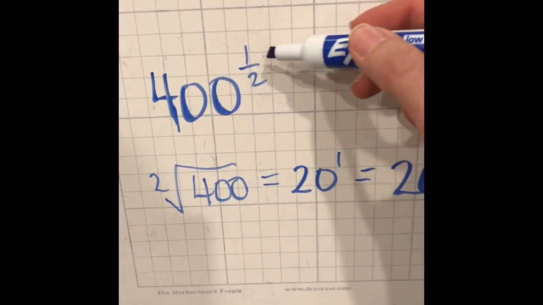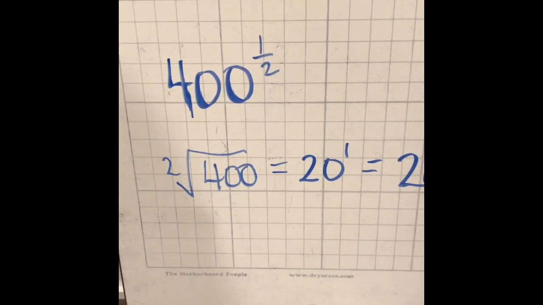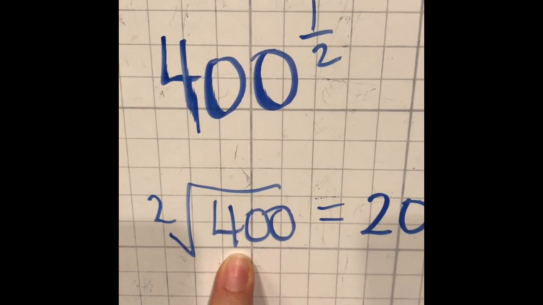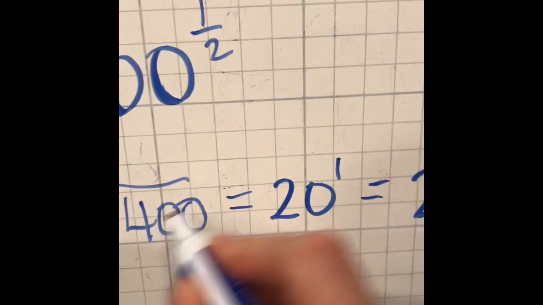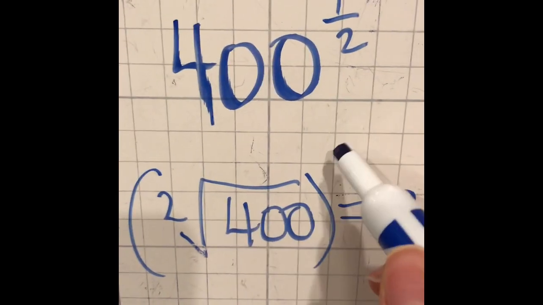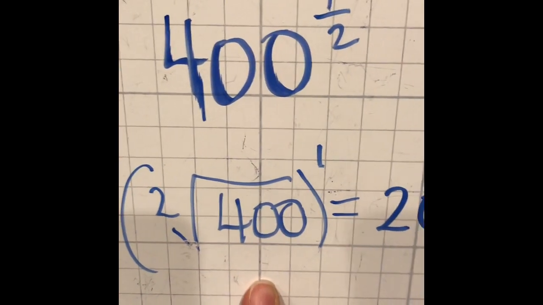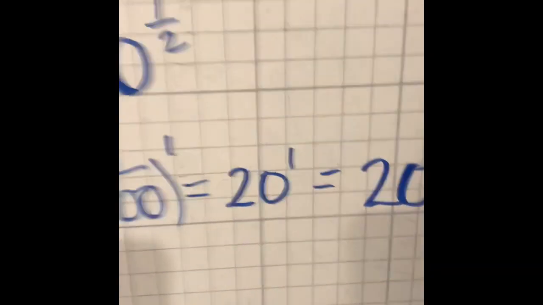Or again, this is our rational exponent. We could write it in radical form. Radical form is when you use the radical sign, and we could actually include the 1 right there. So we'd solve inside the parentheses first, and then raise our answer to the first power.